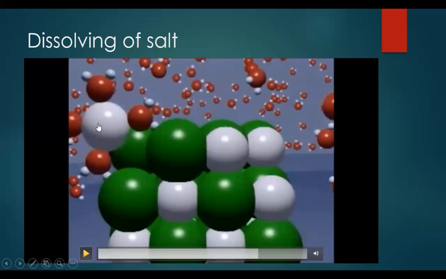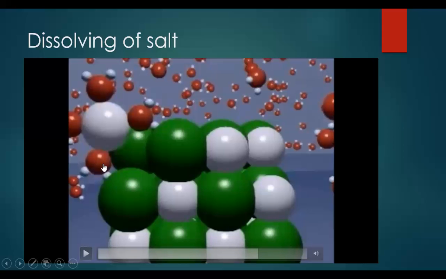Okay, so the positive ions are attracted to the negative part of water. And the negative ions are going to be attracted to the positive part of water. These guys are held together by a strong force called electrostatic. But that ought to tell you how powerful this hydration force of water is, that water can do this.